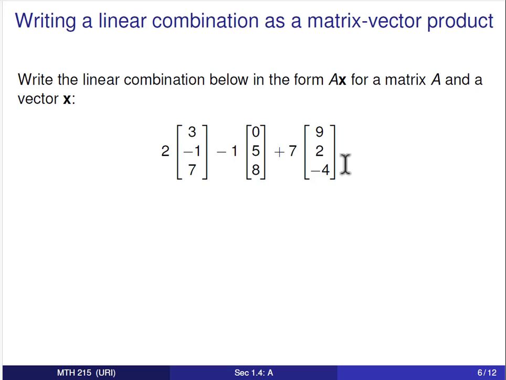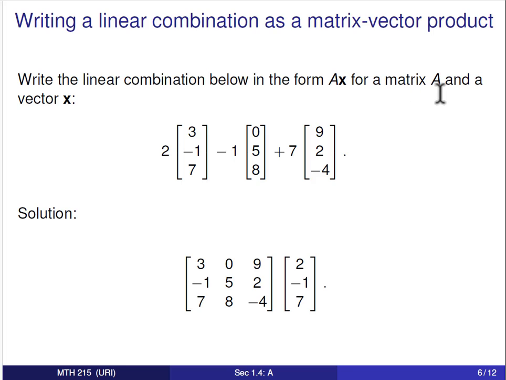We'll answer it now. Okay, so one thing we want to remember is that the columns in our linear combination come from the matrix A. And so our matrix A will have those same columns in that order. And if we take 2, -1, and 7, they're scalars, as the entries of our vector, then this matrix vector product will give us the same answer as this linear combination there.